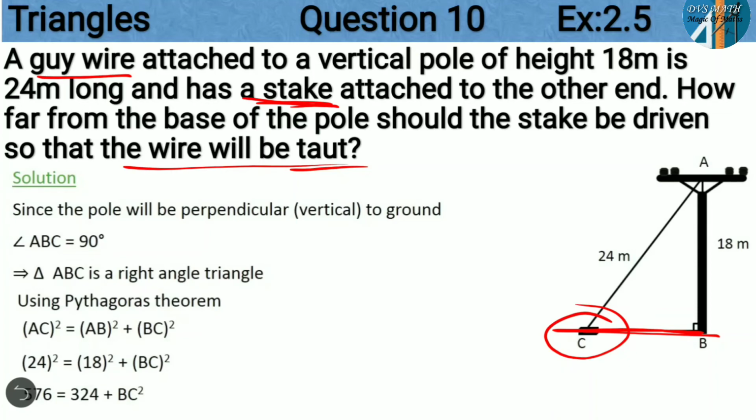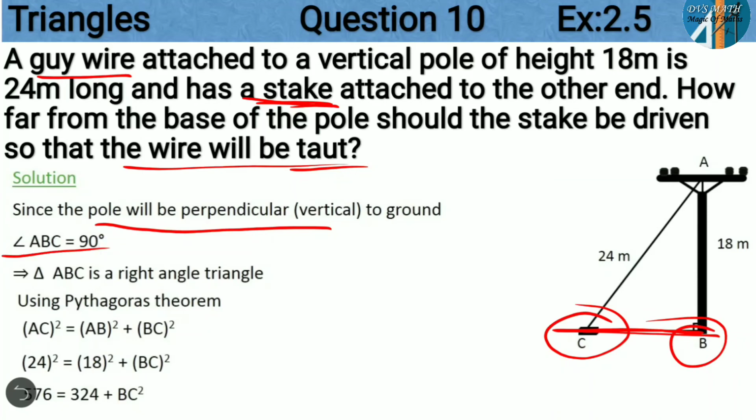As I told you, the vertical pole is always perpendicular to the ground. A vertical pole or a wall, anything else, is always perpendicular to the ground. So that is what you have to write: the pole will be perpendicular or vertical to the ground. As it is vertical or perpendicular, definitely here angle B will be 90 degrees. Angle B or angle ABC is 90 degrees.